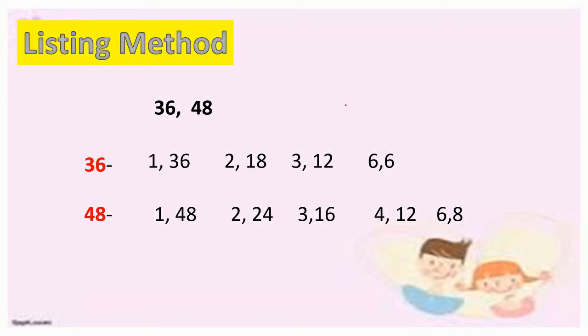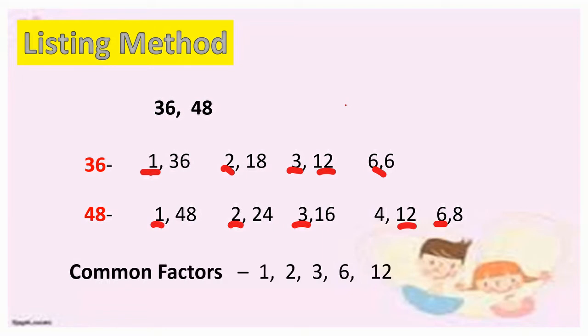After doing that, we're going to write the common factors. We have 1, 2, 3, 6, and then 12. So that we don't get confused, let's write them down. The common factors are 1, 2, 3, 6, and 12. Once you see the common factors, you know what our GCF is. Our GCF for 36 and 48 is 12. Oh, isn't that easy?